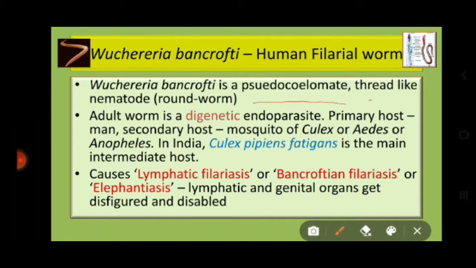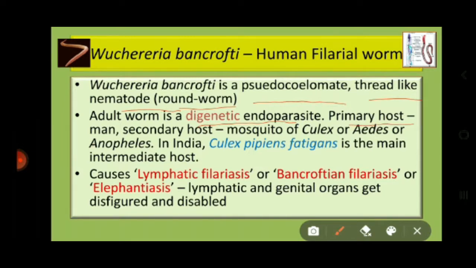As we discussed, Wuchereria bancrofti is commonly called human filarial worm, which is a pseudocoelomate, like other Aschelminthes species. It is a thread-like nematode, and one of the roundworms. The adult worm is a digenetic endoparasite. That means it completes its life cycle in two hosts.